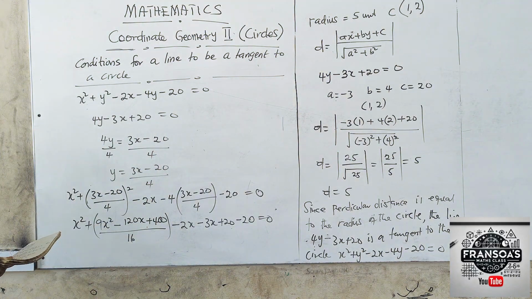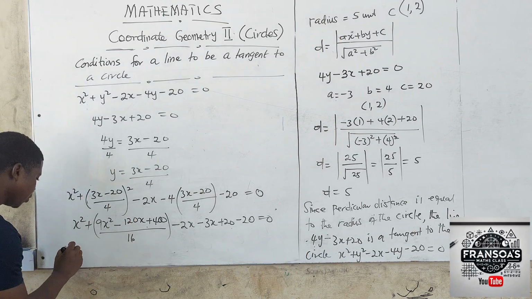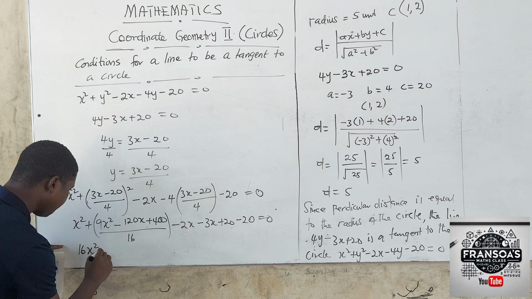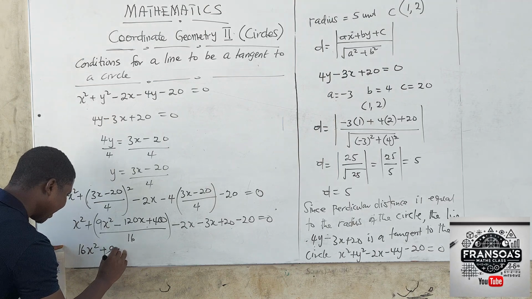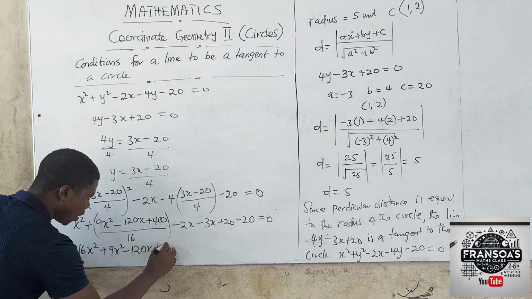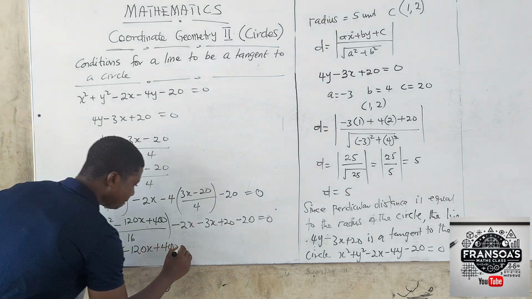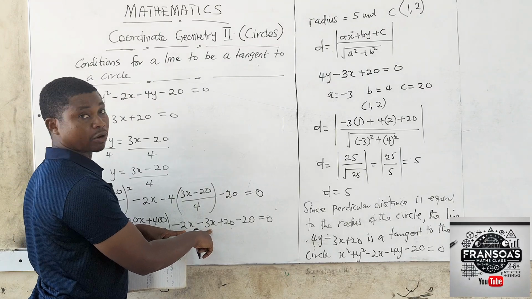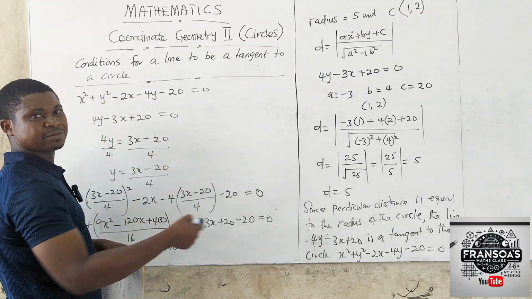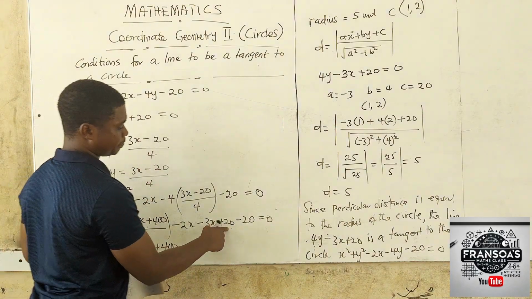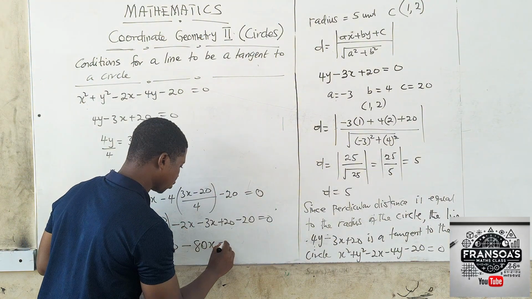So let's multiply through by the LCM. The LCM is 16. So 16 by this, we have 16x squared, plus 9x squared, minus 120x, plus 400, minus 2x minus 3x, you are going to get minus 5x. Minus 5x times 16, you are going to get minus 80x. Plus 20 minus 20 is gone, is equal to 0.